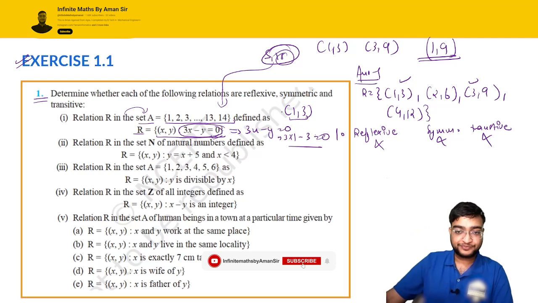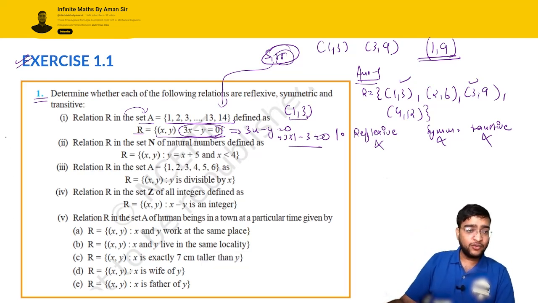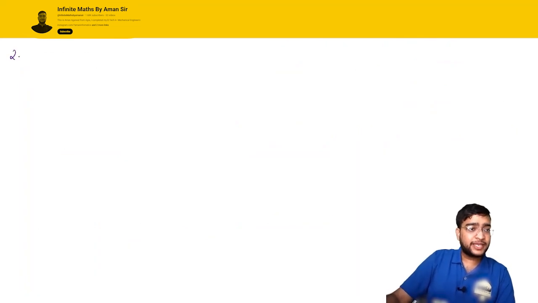So with this example only, I can say this is also not a transitive relation. Let's find out the second question. What is the second question? The set of the natural numbers. Let's take it on the other page. My A set is the set of all natural numbers, which is 1 comma 2 comma 3 comma 4 and so on.